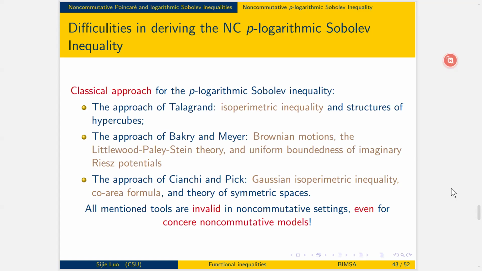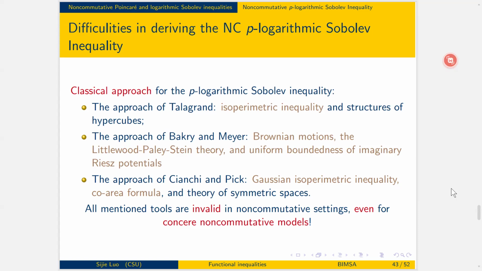The second approach, the p-log-Sobolev inequality by Buckley and May, and also Fisherman, also uses Brownian motion, and they prove the p-log-Sobolev inequality in Gaussian space. The fundamental tools they use are Brownian motion, Littlewood-Paley theory, and some Riesz potential theory. All such results, like Brownian motion and Littlewood-Paley theory, are not well established in our framework, only if we impose that it is a semigroup which is hypercontractive. That result is also invaluable in our setting.